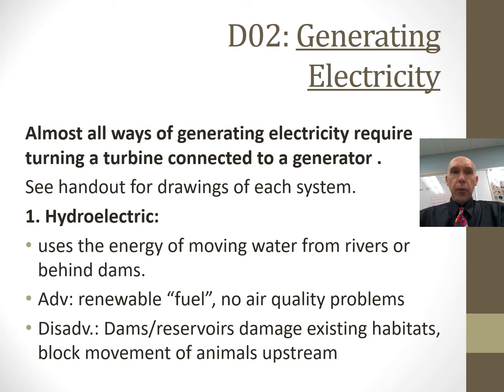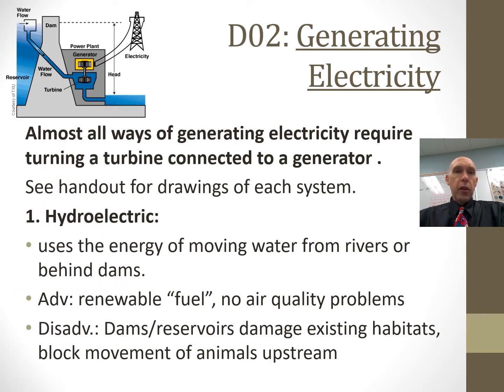Oh, sorry, my mistake. Diagram on the cross section so you can see the water behind the dam at the top flowing down to turn the turbine to turn the generator. Okay, now we're moving on.